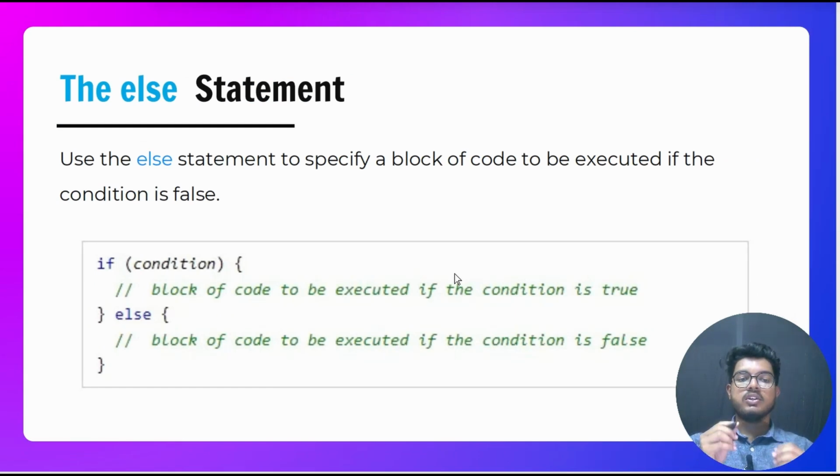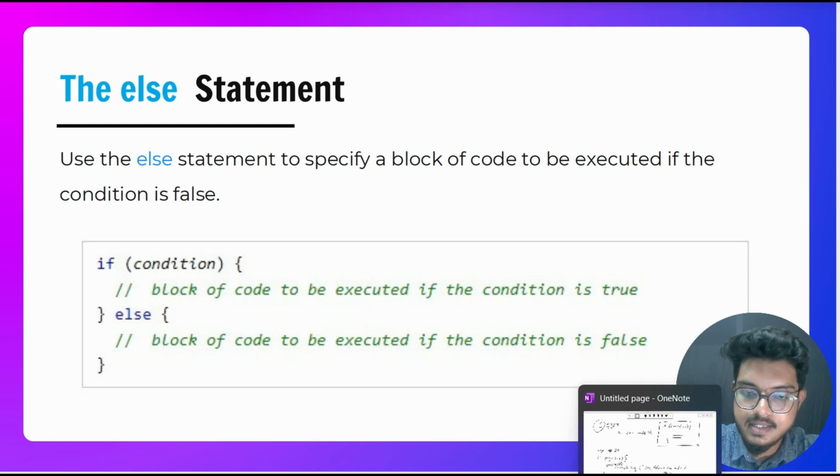The else condition. Use else statement to specify a block of code to be executed if the condition is false. What does this mean? You told that if it is true, we are executing true. But what if the condition is false? Something has to happen, right? You cannot just leave it blank. So in those cases, you have to use if and else combined. These are very fundamental concepts. Okay, let's discuss it as well.